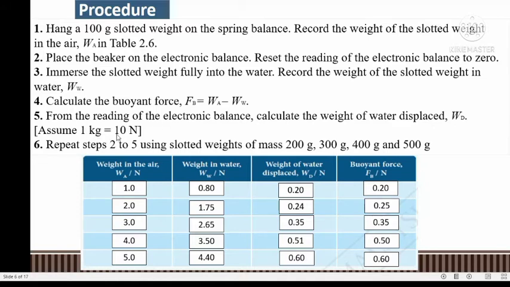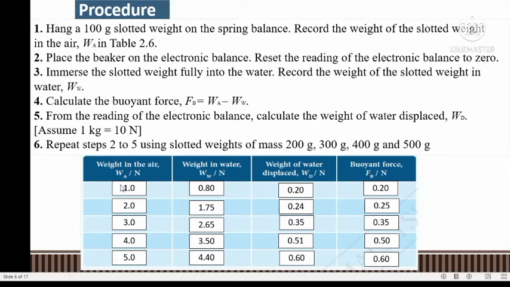Assume 1 kilogram is 10 Newton. So this one, just follow. Actually, we use 9.81, but just follow the instruction. Repeat steps 2 to 5 using slotted weights of mass 200, 300, 400, and 500 grams, so we can record all the readings.